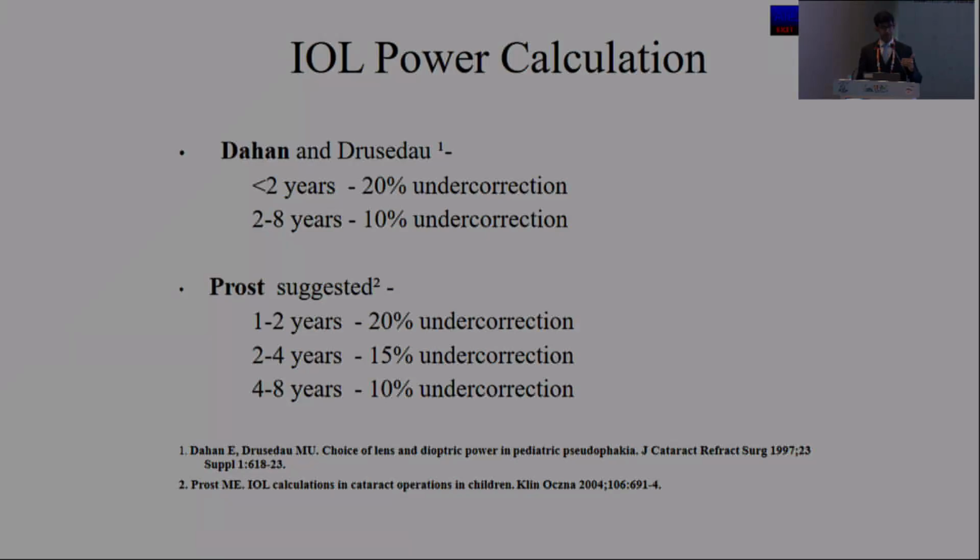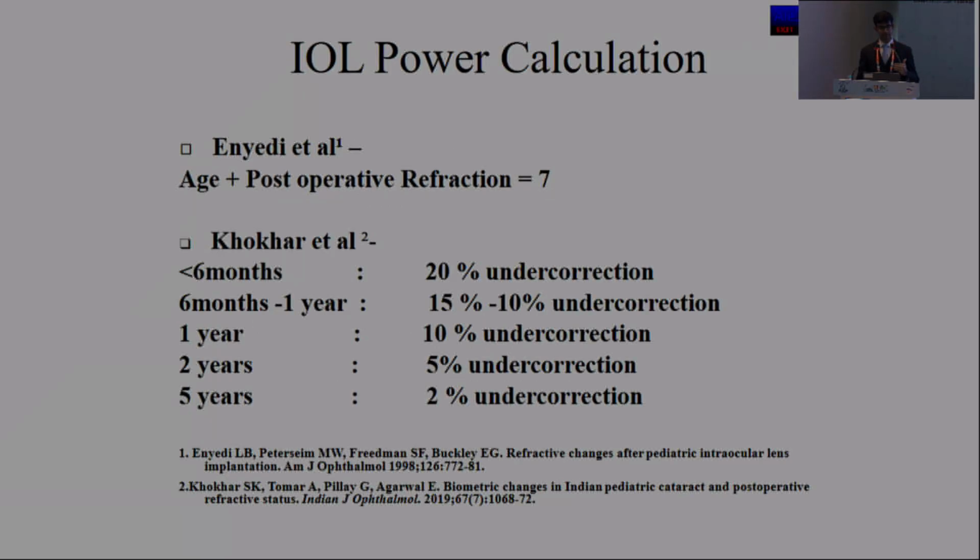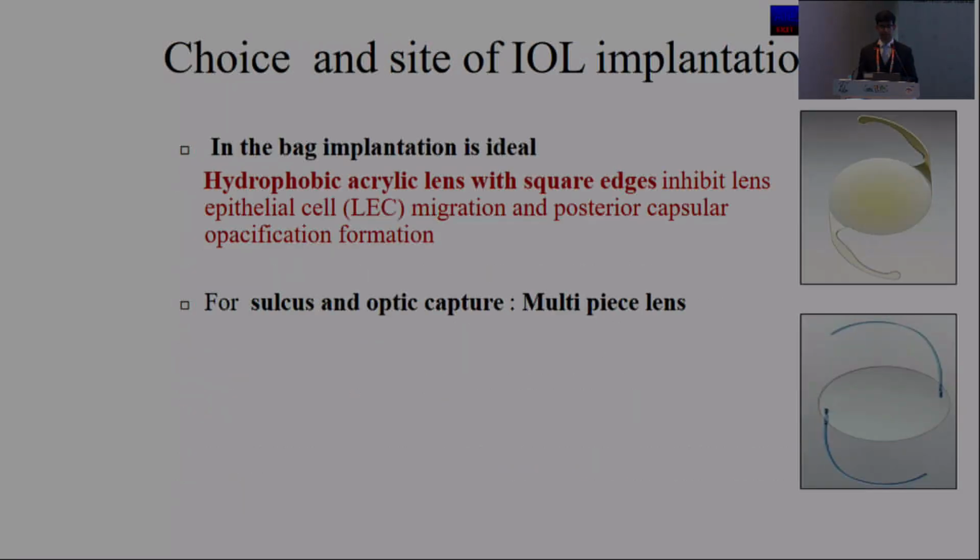There have been undercorrections described by Dahan, Plager, and others. We use our own nomogram: less than 6 months of age, 20% undercorrection; 6 months to 1 year, 15 to 10% undercorrection; 1 year, 2 years, 5 years, then 2% undercorrection. Choice of the IOL: hydrophobic, square-edged optic as far as possible.